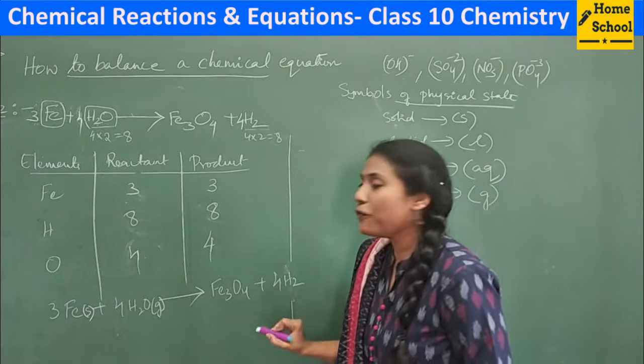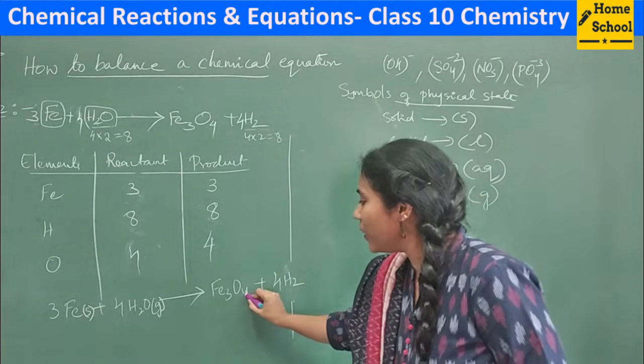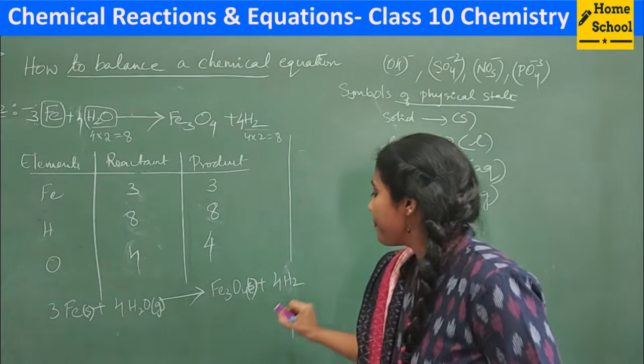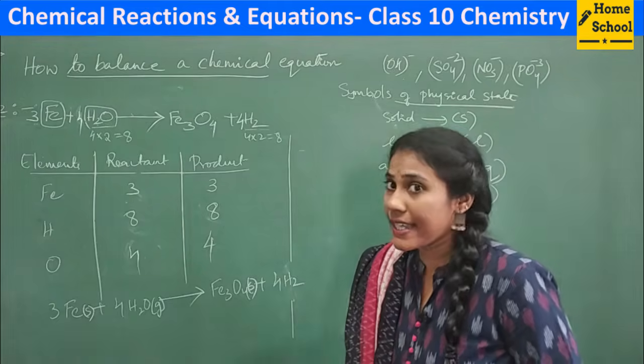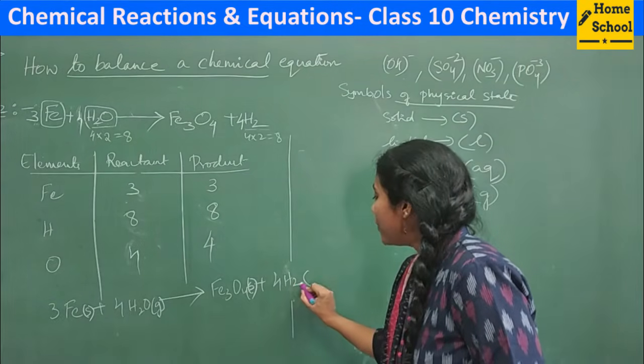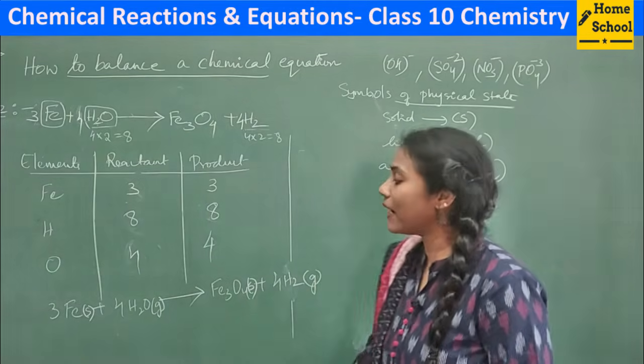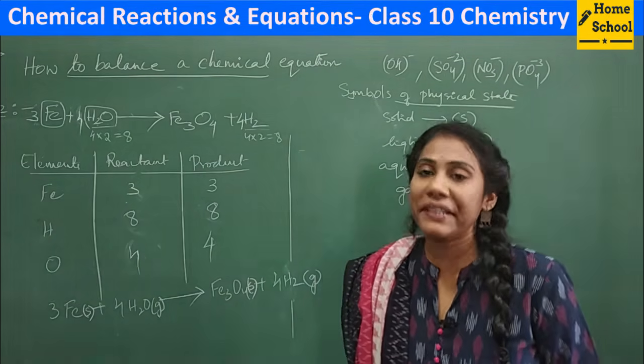And Fe3O4 is a solid. The product you will get is a solid, so in the bracket I need to put s. And hydrogen, we all know it is a gas, right? So after H2 you will put the symbol g. Now it becomes a 100% complete equation.